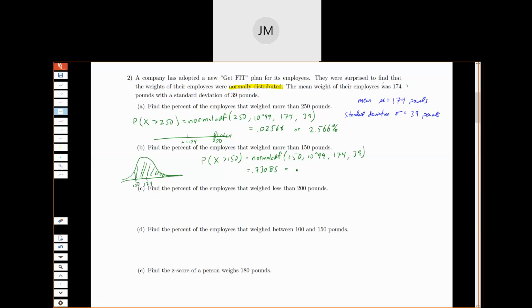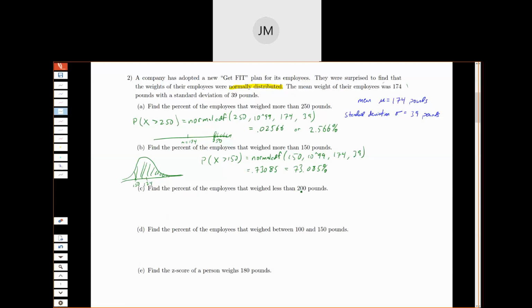So my number sense was off by a little bit. I said 80 or 90%. This is 73.085%. I didn't nail it, but it was still in that range of high values that I expected based on my really rough graph over here.